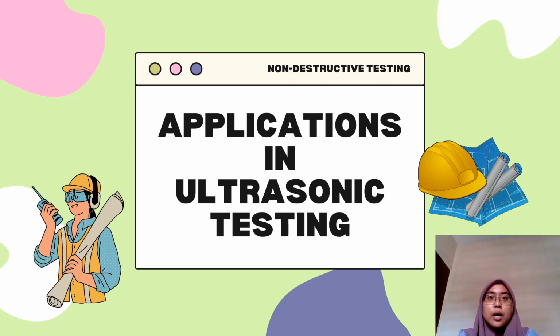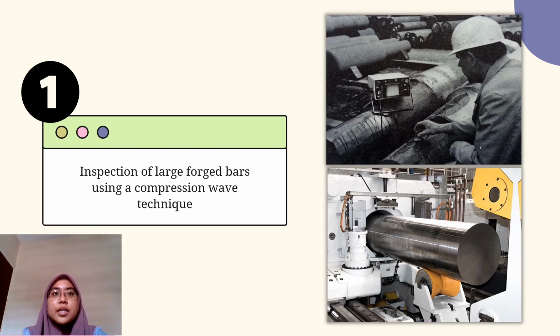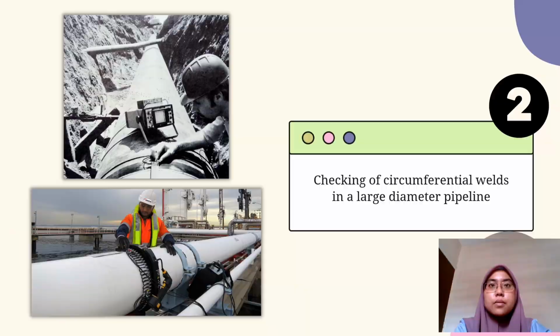Now, I will talk about some of the applications of ultrasonic testing. The first application is inspection of large forged bars using a compression wave technique, as shown in the first picture. The second application is checking of circumferential welds in a large diameter pipeline, where the first picture shows the ultrasonic inspection of a pipeline weld using a shear wave probe.